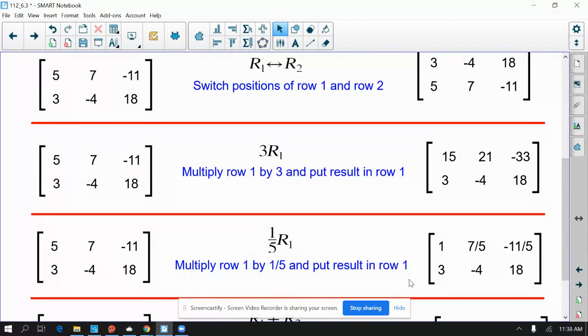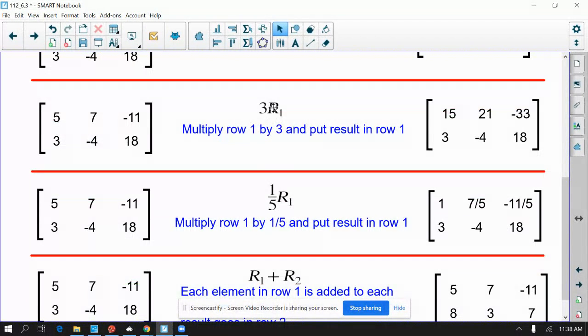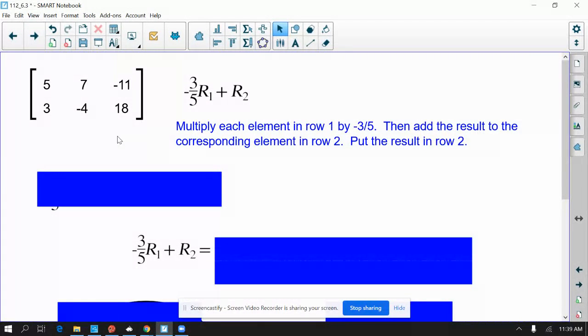So there are 3 main row operations. You could switch 2 rows. You can multiply any row by any non-zero number, even negatives. And you can add any 2 rows. And again, usually multiplying and then adding get combined together. And we'll see that. So again, with this example, this is what I'm talking about. You're going to multiply row 1 by negative 3/5. And then you're going to add that to row 2. And the result is going to go in row 2.